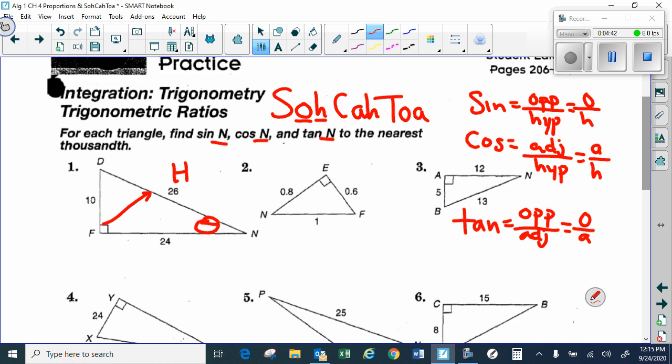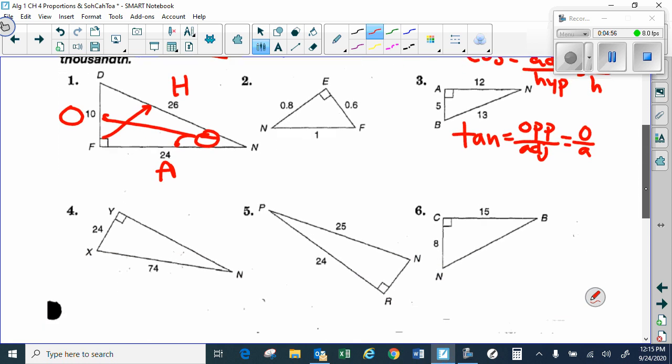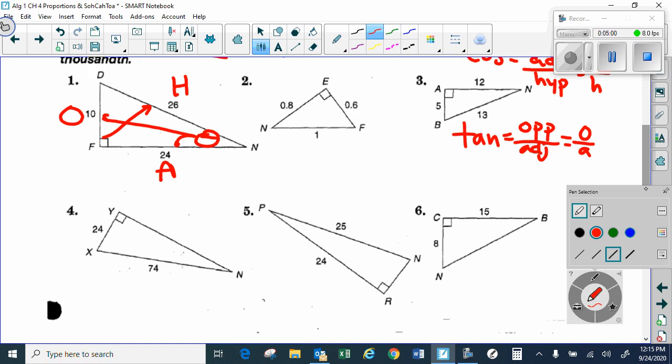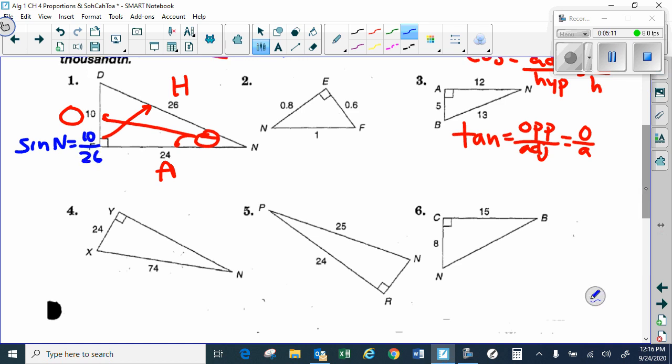There's my h for hypotenuse, and then opposite and adjacent. Remember, adjacent means next to. So there's my h, o, and a, and now I can just fill in the numbers. So I need to do it for sine, cosine, and tangent. We're just going to do number 1 here. Let's go ahead and change the color. Okay, so sine of n equals opposite, which is 10, over the hypotenuse, 26.